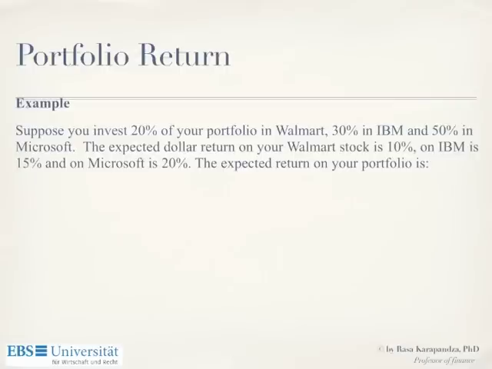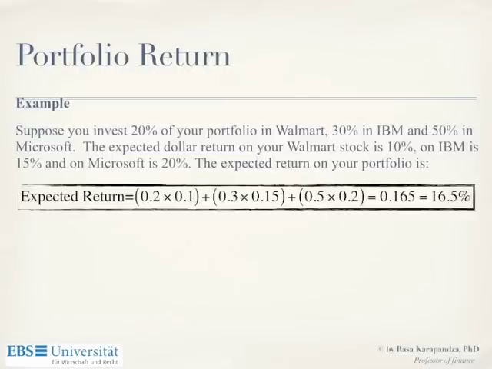Now, what happens if you are actually investing into 3 stocks? It's very simple. It's just the weighted average. So now you invest into Walmart, IBM, and Microsoft. This will be 20% that you invest into Walmart times the return of Walmart, 10%, plus 30% that you invest into IBM times the return of IBM, plus 50% of your money that you have invested into Microsoft times 20%, the return of Microsoft, and you get 16.5%. This is how much more you will get if you invest into these 3 companies.